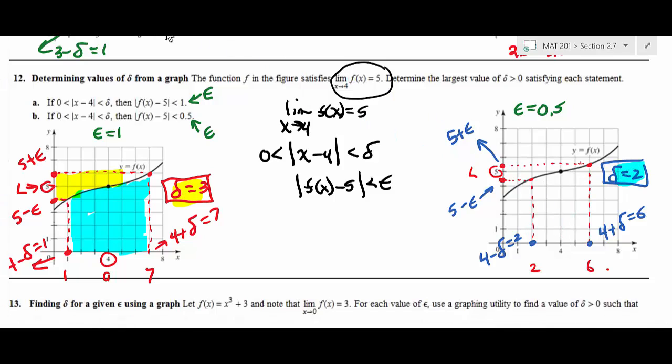And again, delta is the distance from 4 to 6. So that's equal to 2. Okay? All right, so hopefully that helps you begin to get an understanding of what's going on in this limit definition. The next thing I'm going to do is I'm going to pull up a website here in just a minute that will display this pretty well.